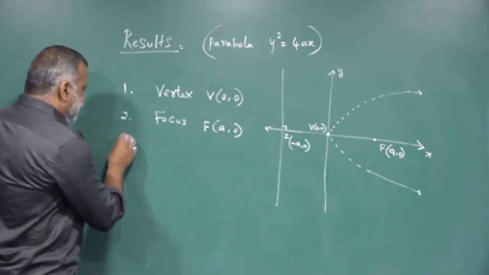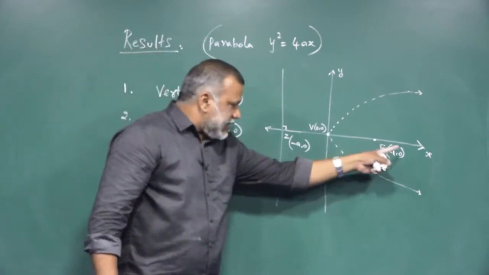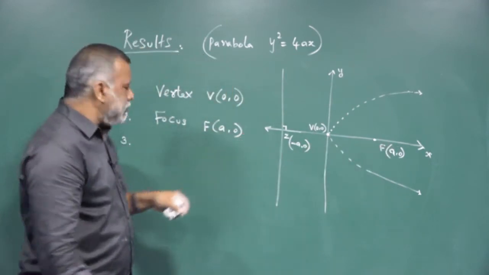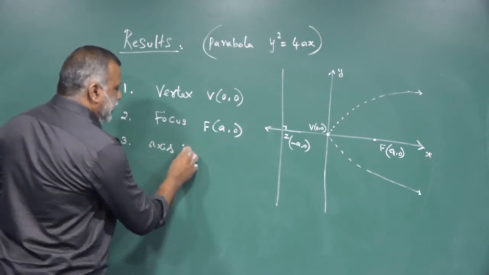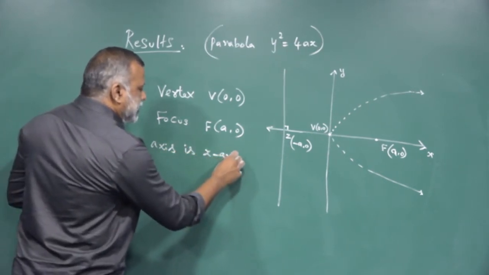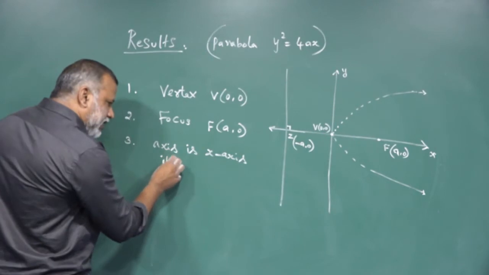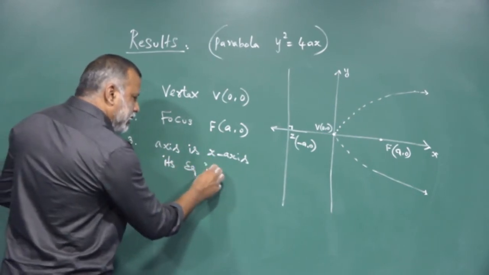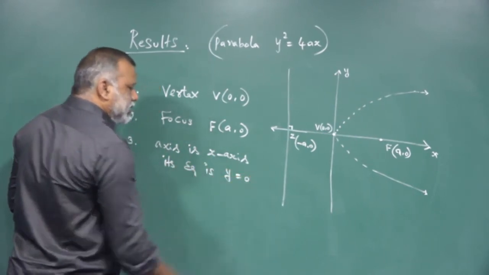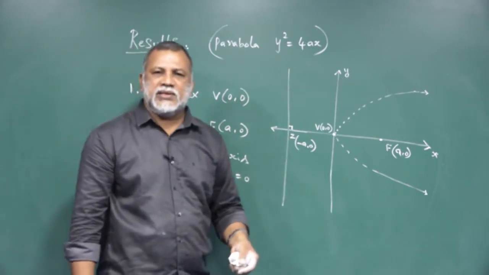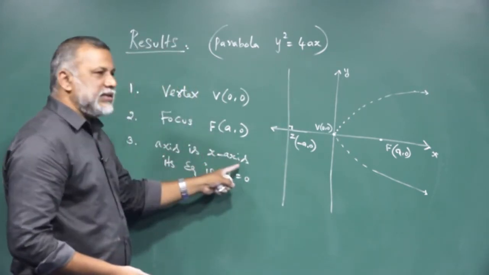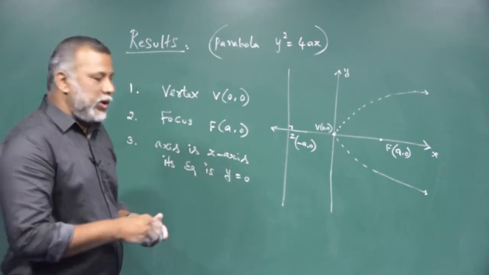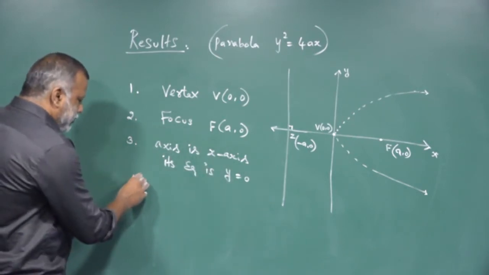Now the third one is axis. X-axis is the axis of the parabola. Axis of the parabola. Axis is x-axis. Its equation y equal to 0. What is the equation of x-axis? It is nothing but y equal to 0. So axis is x-axis. Its equation y equal to 0.